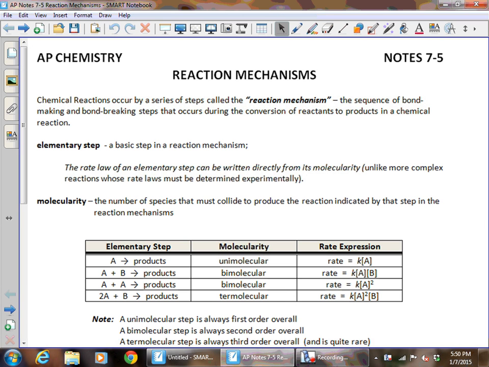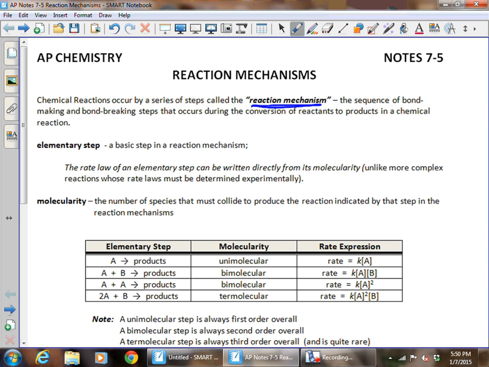Today we're going to talk about reaction mechanisms. When chemical reactions occur, they don't occur all at once. There's always a series of steps they go through. When you're talking about forming water from hydrogen and oxygen, there are a series of steps that take us from diatomic hydrogen and diatomic oxygen and allow us to form two molecules of water. This series of steps is called a reaction mechanism.